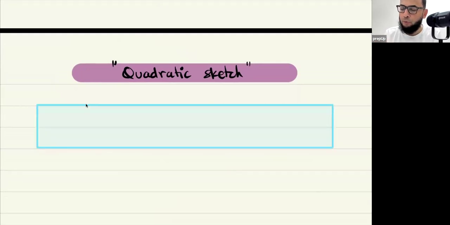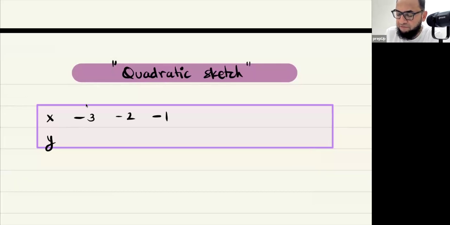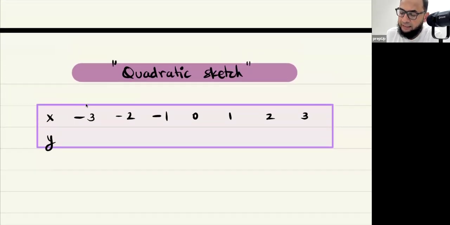Now over here, let me choose the color. Okay. Now let me write over here x. Let me write over here y. And let me choose the values: -3, -2, -1, 0, and then a 1, and then a 2, and then a 3. Now this is what we have. And the equation is y is equal to x square.